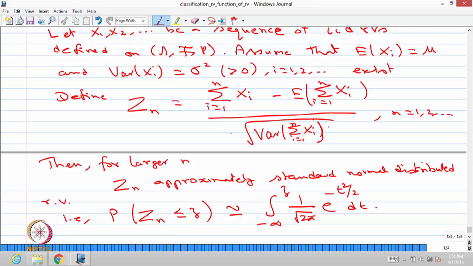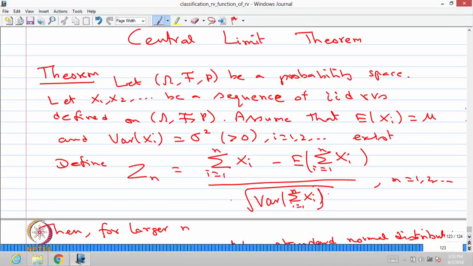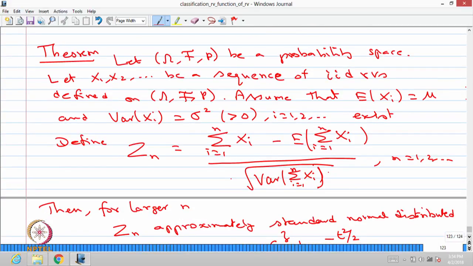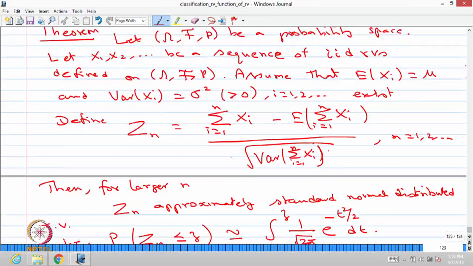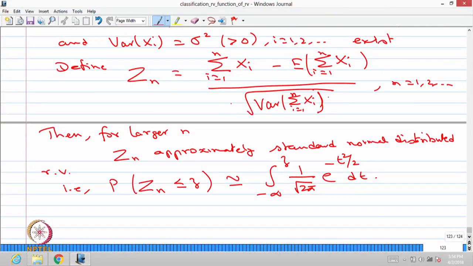This is valid as long as the Xi's are IID random variables defined on a probability space with at least a second order moment existing and the variance strictly greater than 0, and then making a sum of random variables minus their mean divided by the standard deviation, that is approximately a standard normal distributed random variable for larger n.